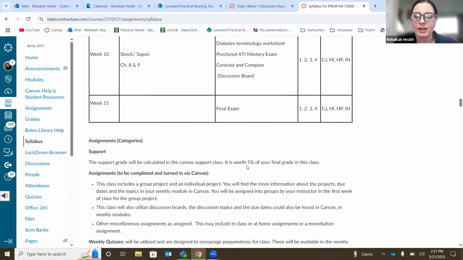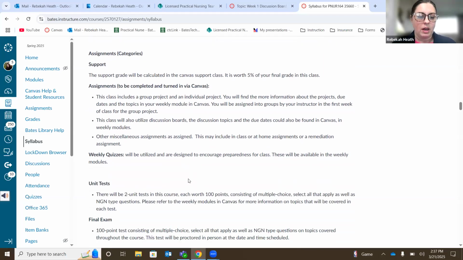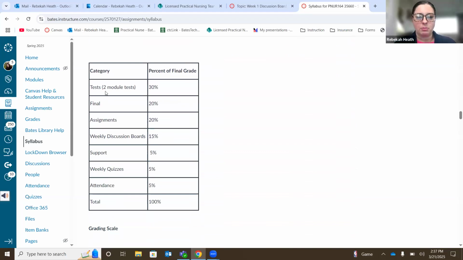With this class, support grade is still worth 5% of your grade in the class, so make sure to do those assignments. I know Amanda lets you resubmit to infinity and beyond, so it is possible to get all of those points just by continuing to work with it. Everything else, here's the breakdown. Your tests are going to be 30% of your grade. Your final is going to be 20% of your grade. That's pretty standard for your MedSurg classes. Your assignments are going to be 20% of your grade.